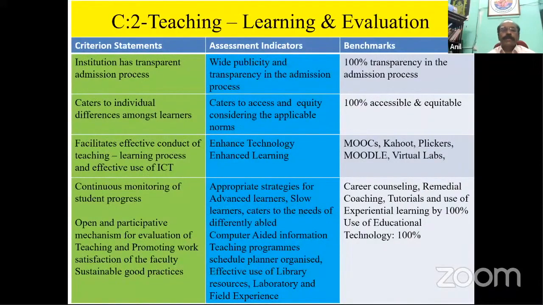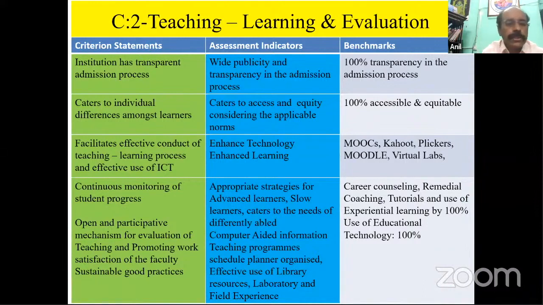Coming to the benchmarking of criteria 2, that is teaching, learning, and evaluation. Again, the institution has transparent admission process. Yes, of course, for the last two years we are online, so we would like to score more on this also. So there must be wide publicity and transparency in the admission process. Yeah, 100% we are through online process. We have 100% transparency there.